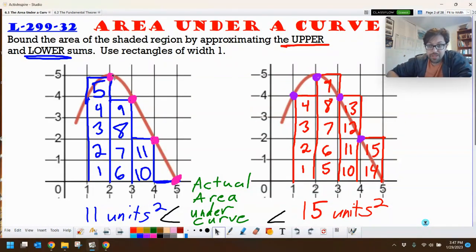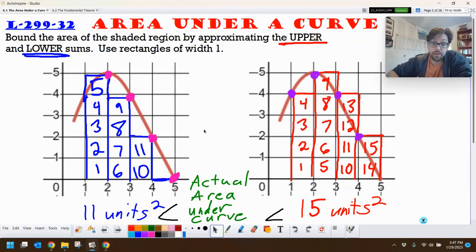The other thing I want you to see about these two estimates is here, if we look at our rectangles, that point is on the curve on the right-hand side of that rectangle. On this one, the left-hand side of the rectangle is what's actually touching the curve. These are called the right-hand rectangular approximation and the left-hand rectangular approximation, but we don't always find them this way.